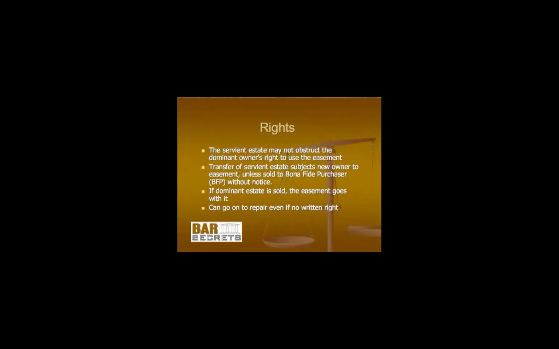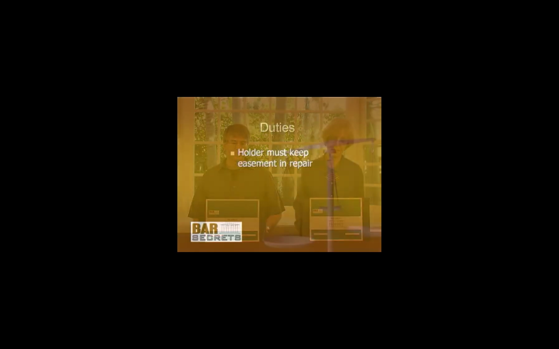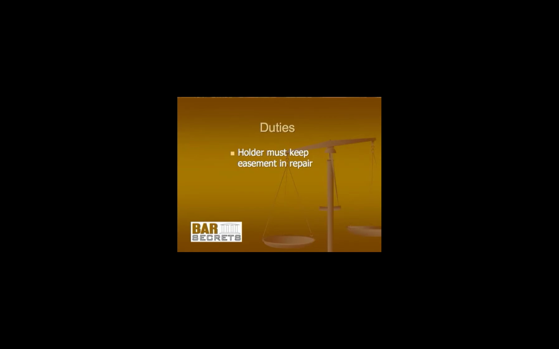And the other right associated with easements is that the easement holder can go on to repair, even if there's no written right in the easement to do that. That's implied in the easement. The holder of the easement has to keep the easement in repair. That's one of the duties of the easement holder. And the easement holder also must make reasonable restoration of the servient estate.